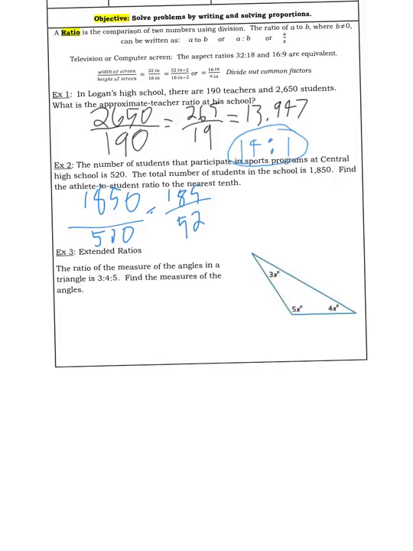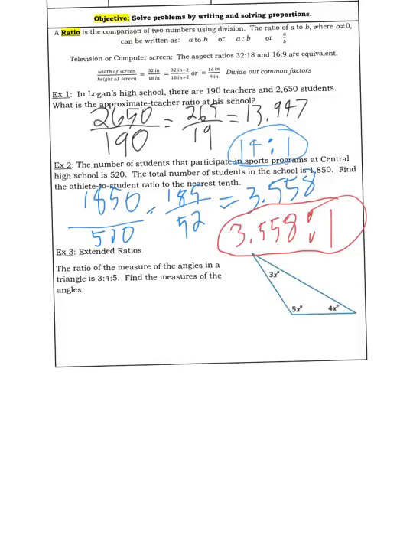Let's get the decimal approximation here. Looks like it's 3.558. Alright, so I'm not going to round completely up on that one. We'll just say 3.558 students for every 1 athlete. Almost 1 out of 4. Almost.